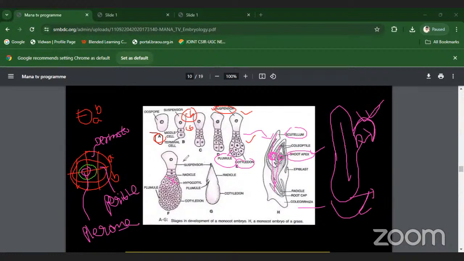Let me check for one minute. Haustoria formation. What is the function of haustoria? It provides nutrients to the embryo. Right, in the monocot embryo, actually there is no further transverse division. Only one cell enlarges as a sac. That is called the suspensor.